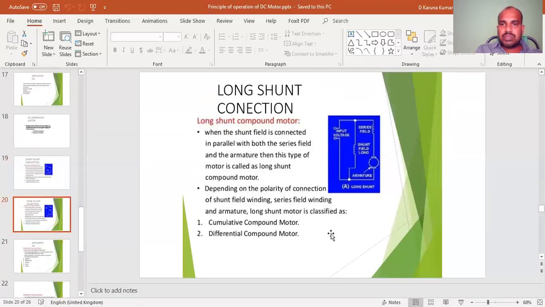And the long shunt compound motor: long shunt compound means the shunt field winding is connected across both the series field winding and the armature winding. This type of motor is called a long shunt DC compound motor. So depending on the polarity of the connections between the shunt field winding and series field winding, there are two types of motors. The first one is the cumulative compound motor. The second one is the differential compound motor.